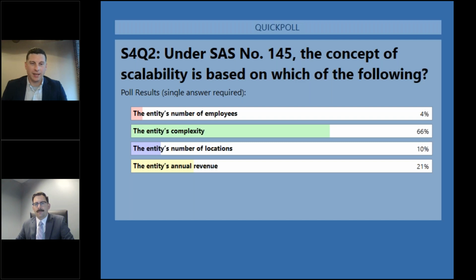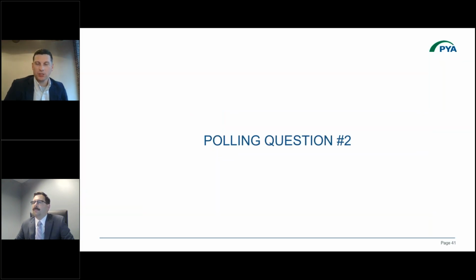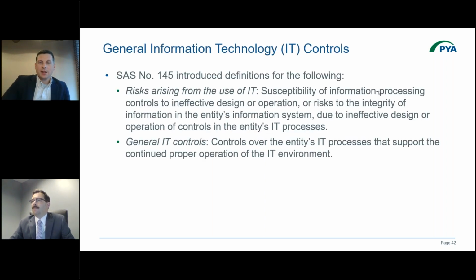All right, well, outstanding. It's based on complexity. I know I mentioned it a few times, so thanks everybody for paying attention to me. That makes me feel warm and happy inside that you all realize that the new scalability aspect is going to be related to complexity. So with that, I'm going to turn it over to Connor, and he is going to walk us through some of the changes related to IT controls.